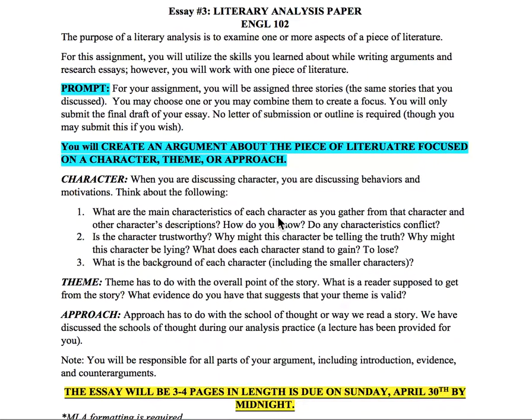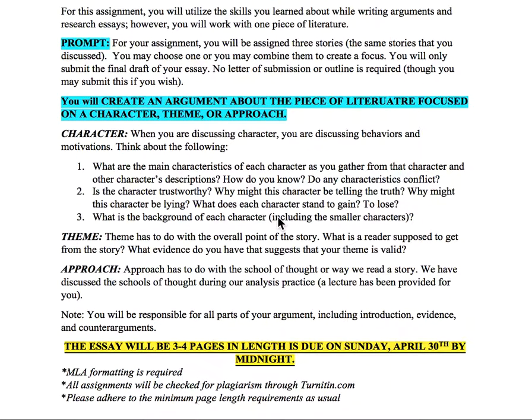So your prompt for this essay is basically combining your knowledge of creating an argument, which is what you're still doing, but you're creating an argument here about literature. So we've talked about the story and we've talked about the different elements that you're going to be looking at when you're looking at literature. And you're going to choose one of those elements and you're going to create an argument about something in the story that pertains to one of those elements.